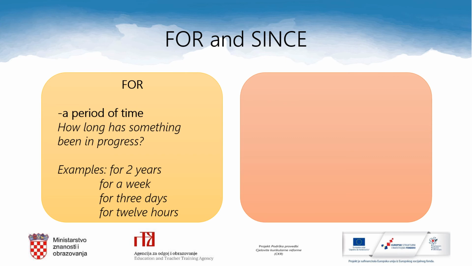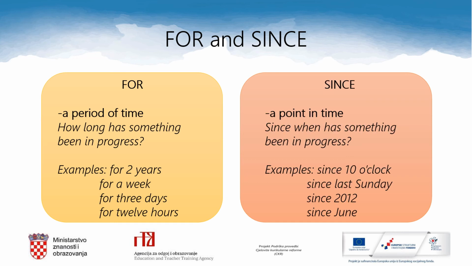Or how long has something been in progress? For example, for 2 years, for a week, for 3 days, or for 12 hours. And we use since to talk about a point in time. So since when has something been in progress? For example, since 10 o'clock, since last Sunday, since 2012, or since June.